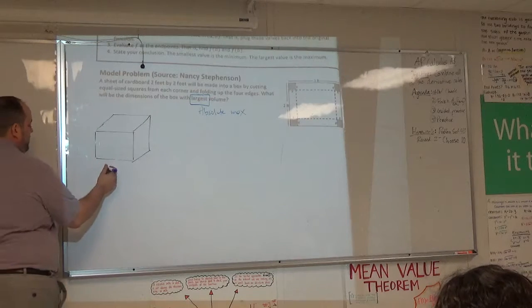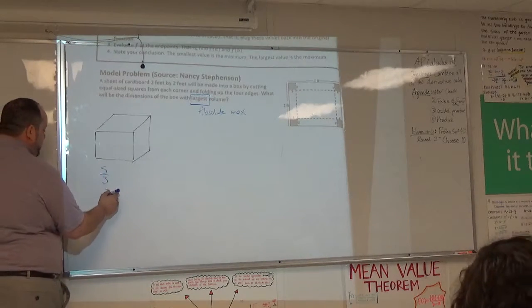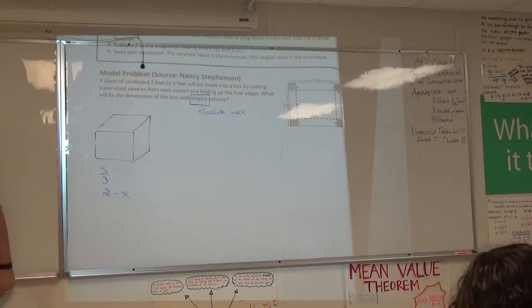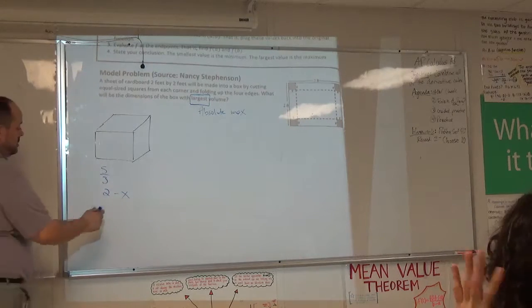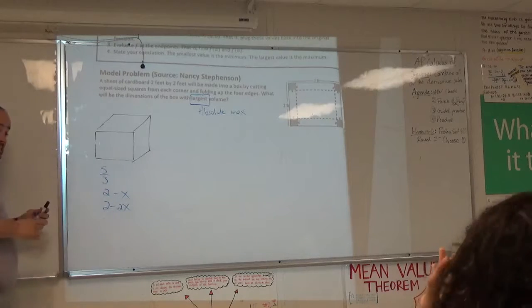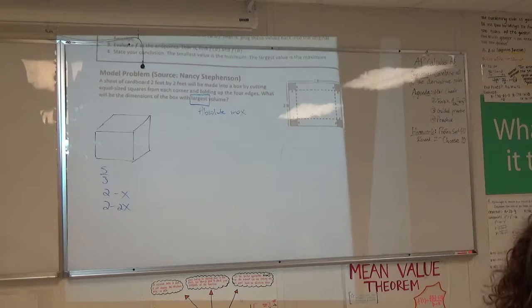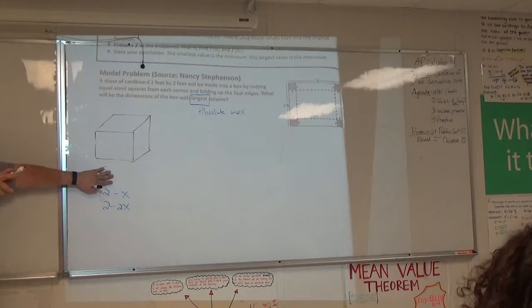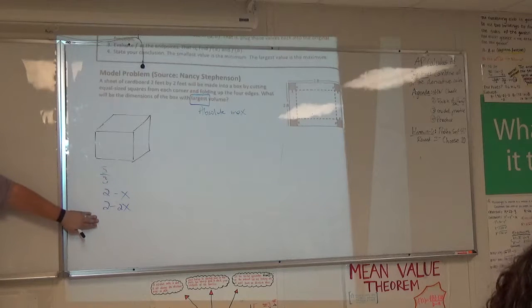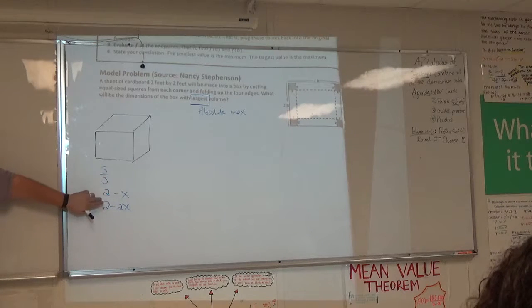Okay, so I've heard 5/3. No idea where that came from. I've heard 2 minus x. Lewis, what you got? 2 minus 2x. Sorry, Steve, I have no idea where 5/3 is coming from. 2 minus x, 2 minus 2x. Okay, what was the mistake with 2 minus x, David? I forgot the other side.